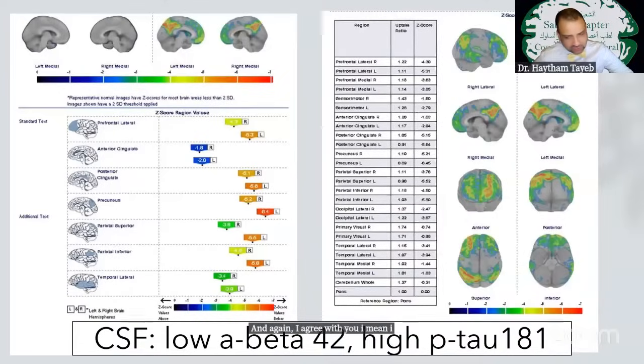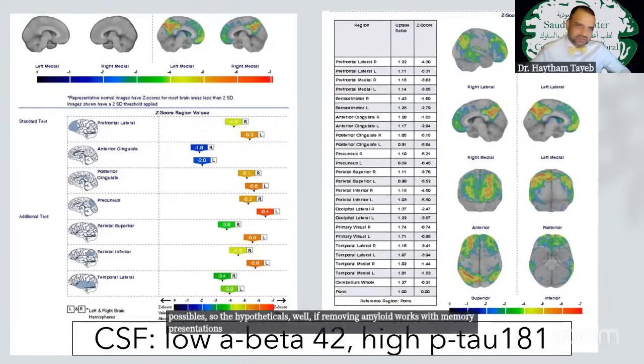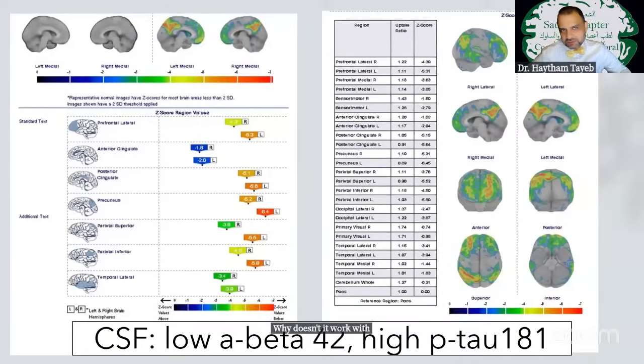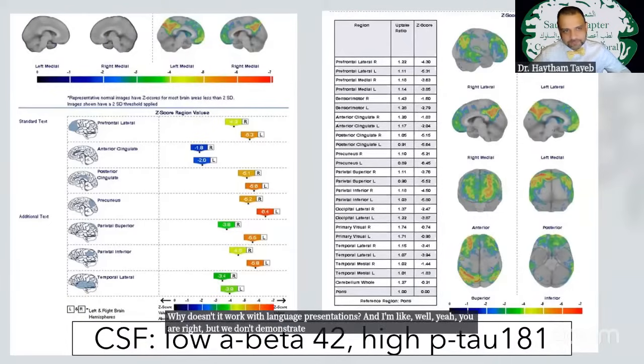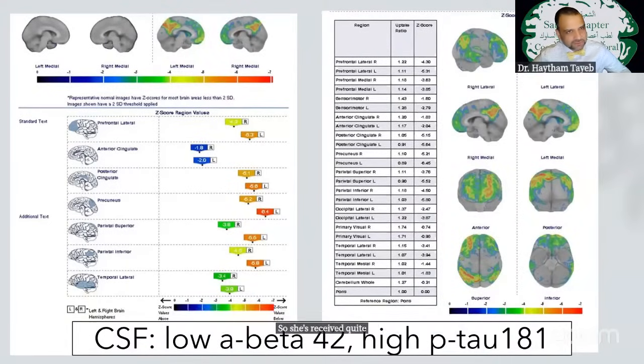I agree with you 100%, and that's how I had framed it to them. And when you get into the hypotheticals, well, if removing amyloid works with memory presentations, why doesn't it work with language presentations? And I'm like, well, yeah, you are right, but we didn't demonstrate that in clinical trials yet. So she's received quite a few doses, I think she's actually on aducanumab. And I saw her decline over the course of my follow-up with her.